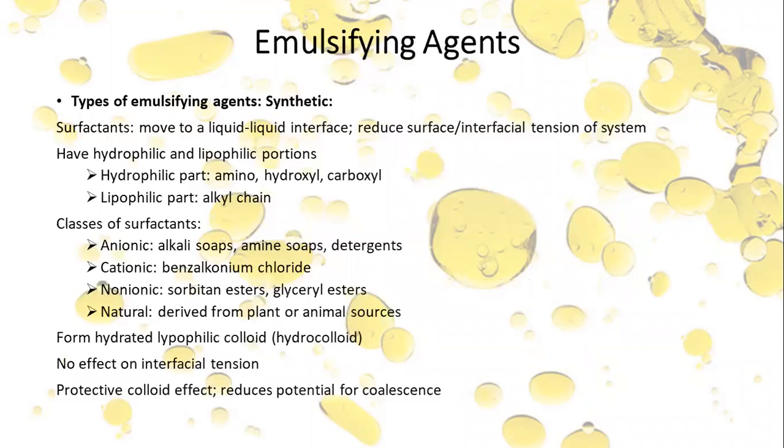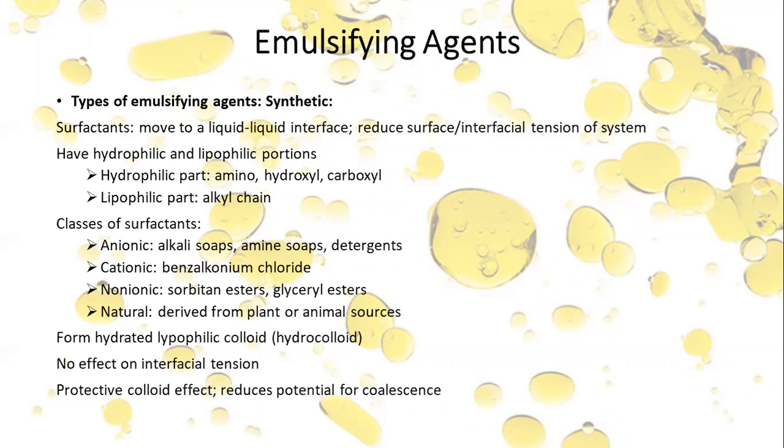Okay, so the emulsifying agents, there are classifications of these emulsifying agents. There are five types: natural emulsifying agents, semi-synthetic polysaccharide emulsifying agents, synthetic emulsifying agents, inorganic emulsifying agents, and the alcohols.